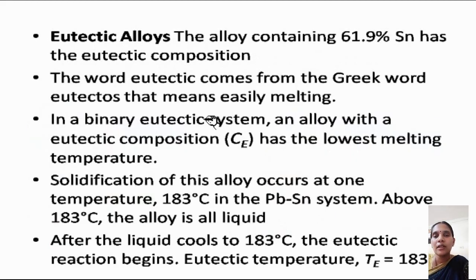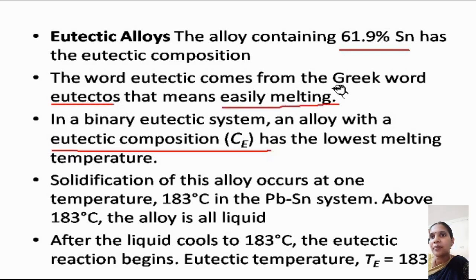So now we will discuss an eutectic alloy in detail. The alloy containing 61.9% tin, which is called the eutectic composition CE, is called an eutectic alloy. The word eutectic means easily melting. It is derived from the Greek word eutectos, which means easily melting. Why easily melting? As you know from the phase diagram, the melting point of lead is 327 degrees Celsius, while that of tin is 232 degrees Celsius. Whereas for the eutectic alloy, which is 61.9 weight percent tin and lead alloy, the melting point is 183 degrees Celsius. So it is evident that this alloy has a much lower melting point than both the constituent elements. It is easily melted, and hence the name eutectic alloy.